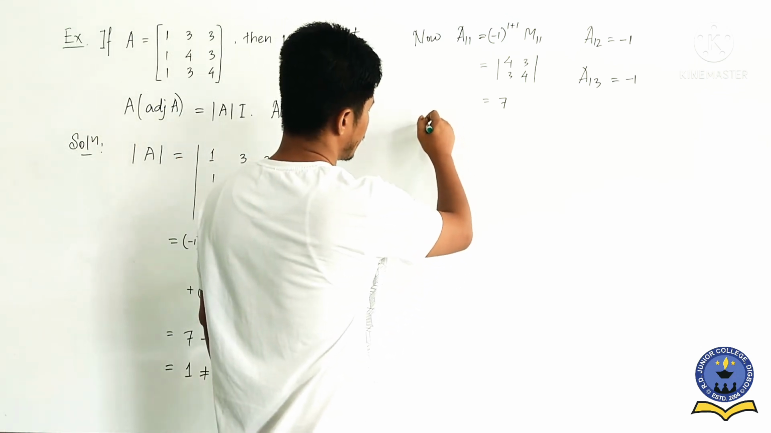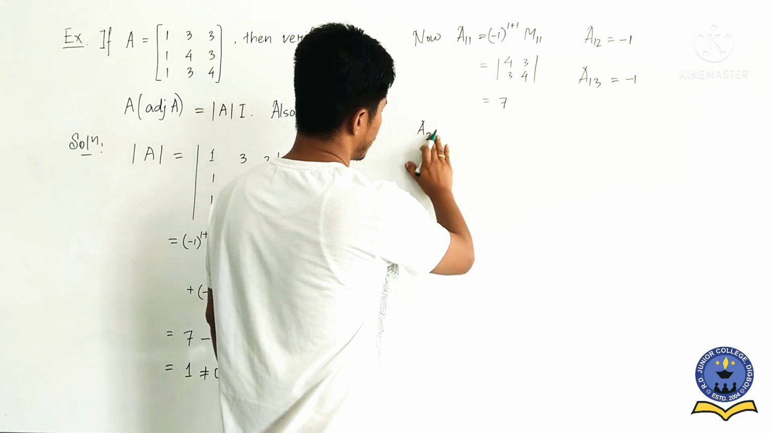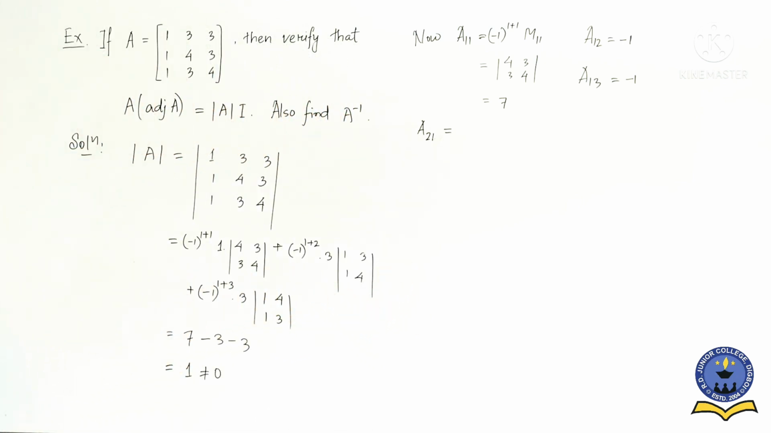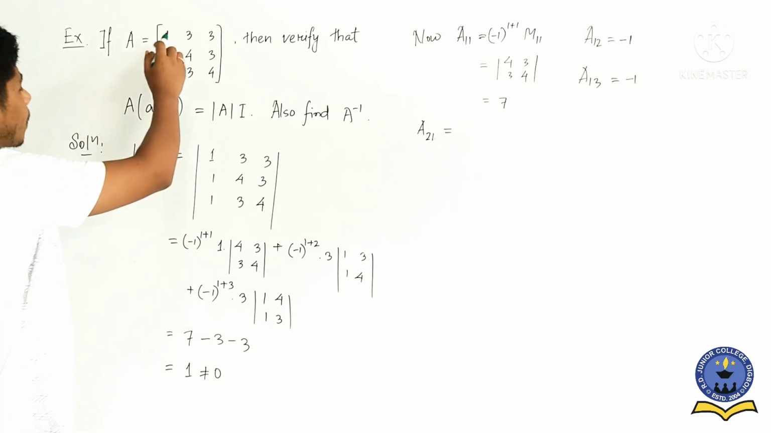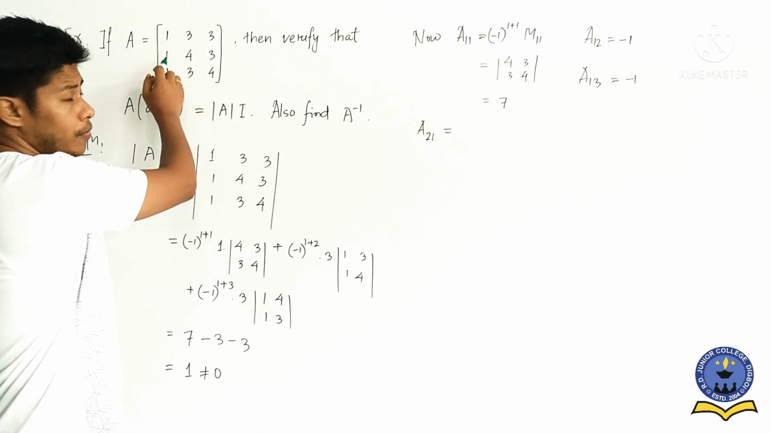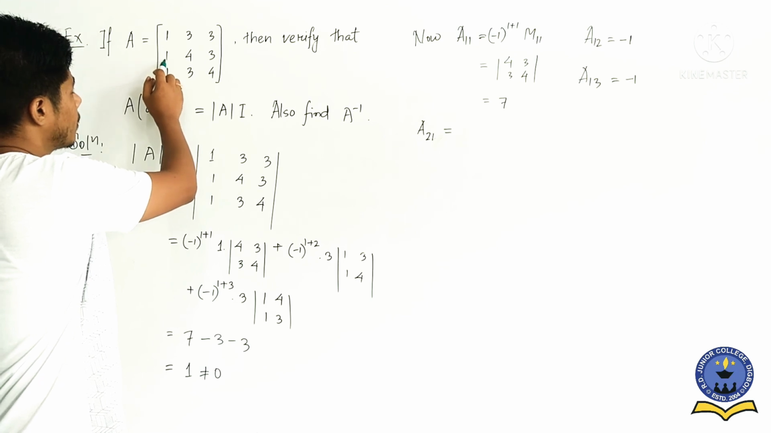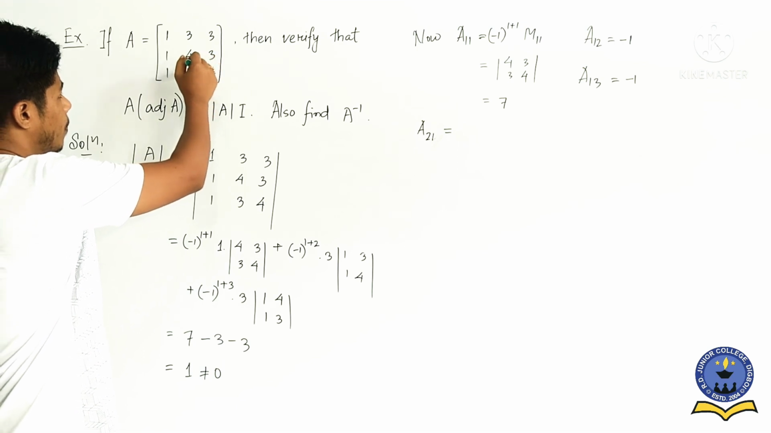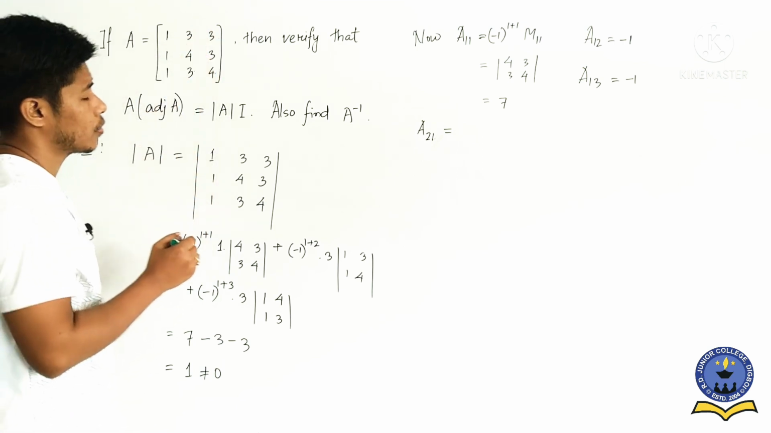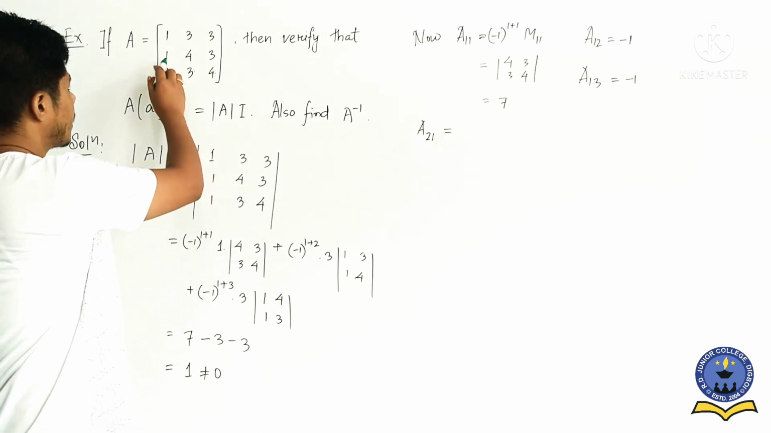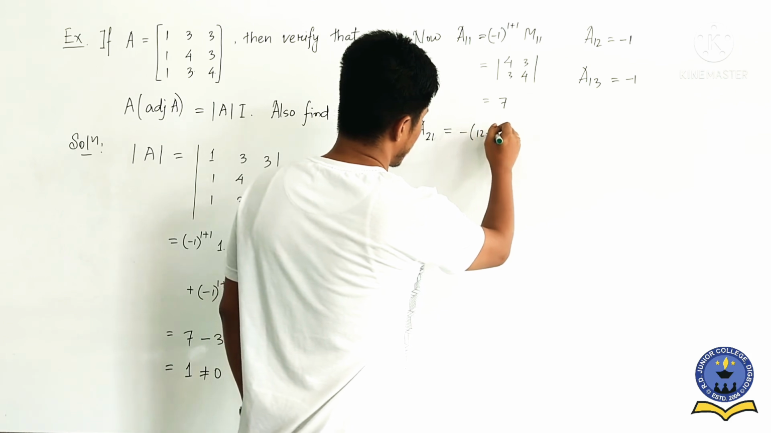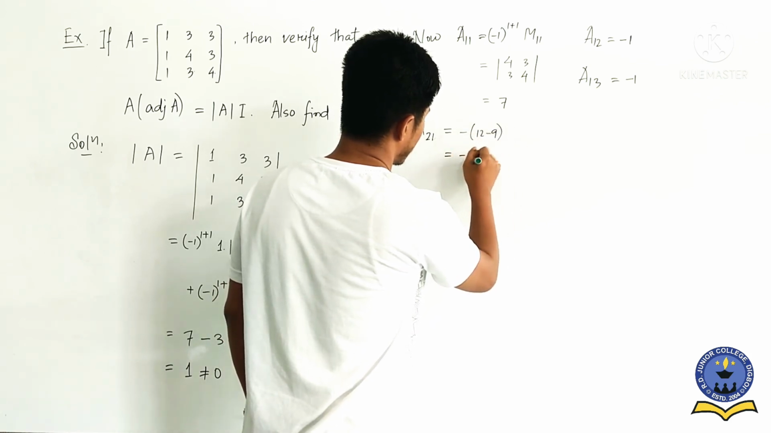Similarly, we have to find out the second row, first element, A21. Let's see what we get. For this element we cancel this row and this column. 3 4s are 12 minus 3 3s are 9, so 12 minus 9. And the sign: 2 plus 1, that means minus. So minus of 12 minus 9, and ultimately we get the answer minus 3.